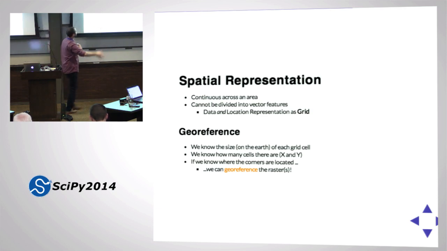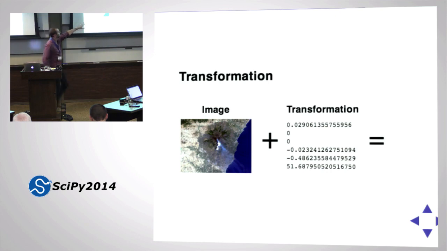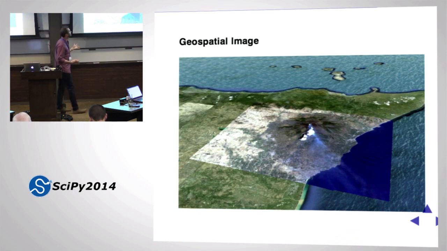Ultimately, the spatial representation is both the data and the location all in the same grid. The way we georeference this to the real world is we know the size of each grid cell. We know how much area it covers, or at least we should. We know how many cells there are in the x and y directions. So if we know where the corners are located, then we can figure out where this whole array sits on the planet. If we have a regular image like this, and we've got a transformation, which is actually just a snippet of something called a world file, specifying where in the world this file covers, then if we take these two bits of information, we get a raster image located in geographic space, a geospatial raster.